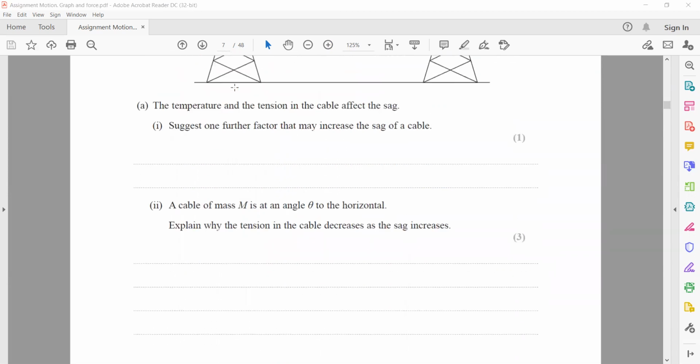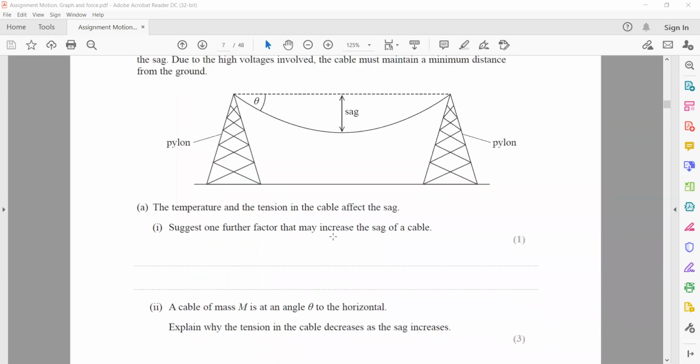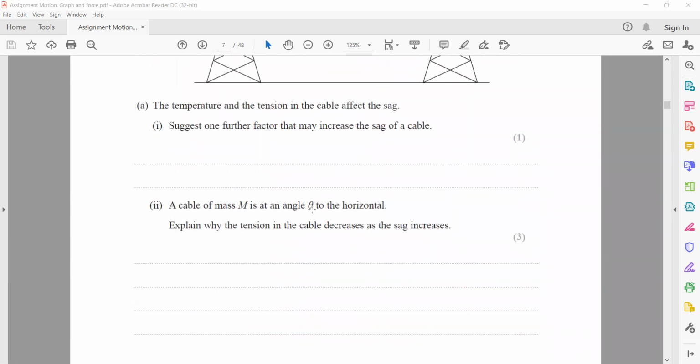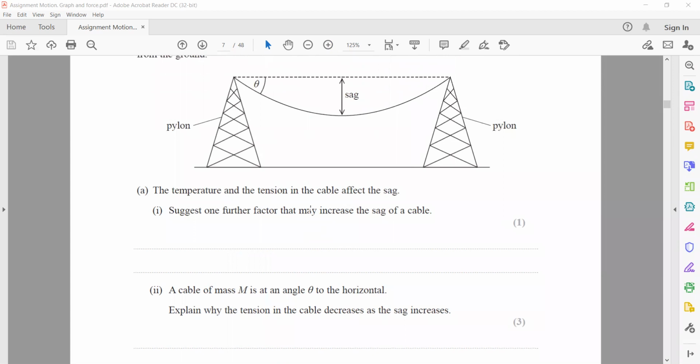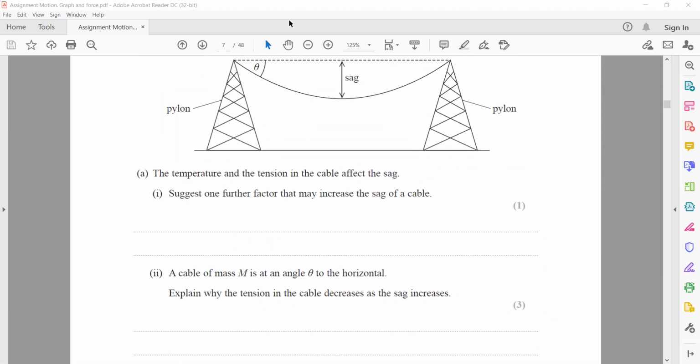A cable of mass M is at an angle of theta to the horizontal. Explain why the tension in the cable decreases as the sag increases. So the question is why the tension in the cable is decreasing as the sag is increasing. So we have a tension, the force, tension always pulls. So how can we relate the tension with the weight?